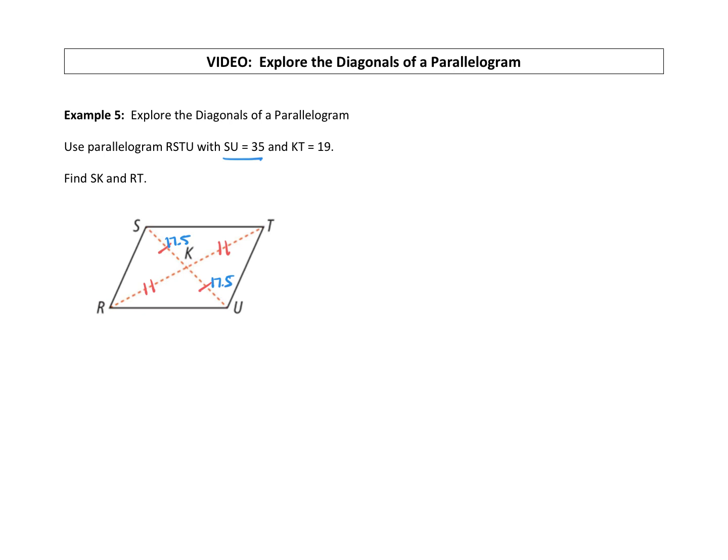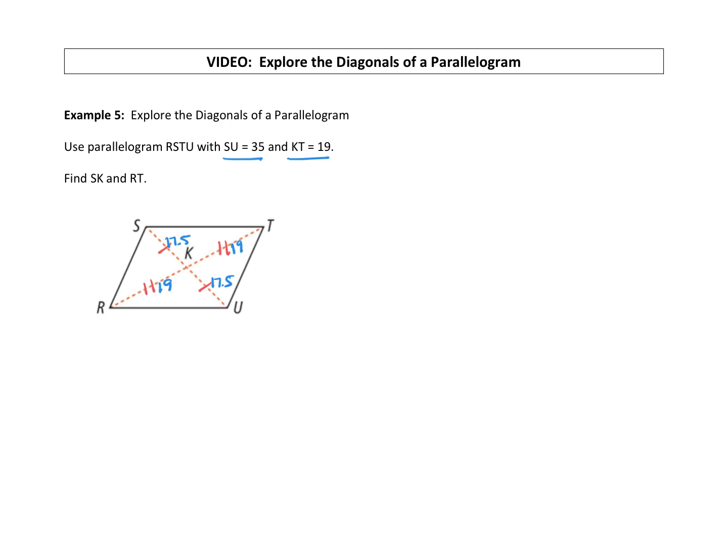They also told us that KT is equal to 19. So here's KT, so I can just label that 19. We don't need to cut anything in half there. But that also means that RK is 19 because those two segments are congruent.